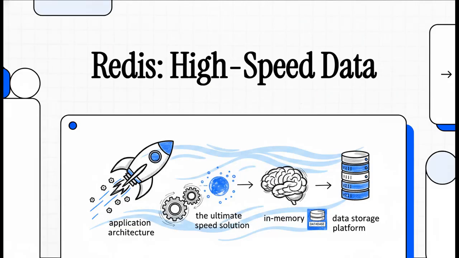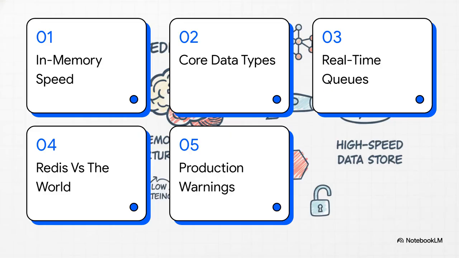So welcome to today's Explainer. I am so thrilled you're here because we're going to dive into exactly how to transform your architecture with the ultimate speed solution. We're talking about Redis, a wildly fast in-memory data storage platform that completely rewrites the rules of backend performance. Here's our roadmap for today's Explainer. We're going to cover the need for in-memory speed, core features and data types, real-time apps and queues, Redis versus the world, and finally, production warnings and security.